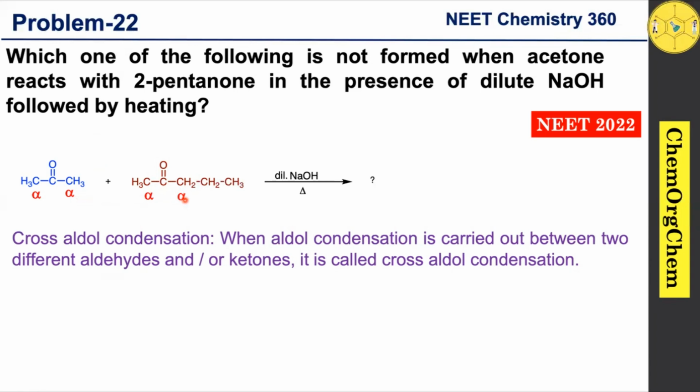Therefore, acetone could react with another molecule of acetone, and similarly 2-pentanone could react with another molecule of 2-pentanone, and also acetone could react with 2-pentanone. In this way, this cross-aldol reaction could produce 6 possible compounds. Let's see one by one how the 6 compounds could be generated in this cross-aldol reaction.